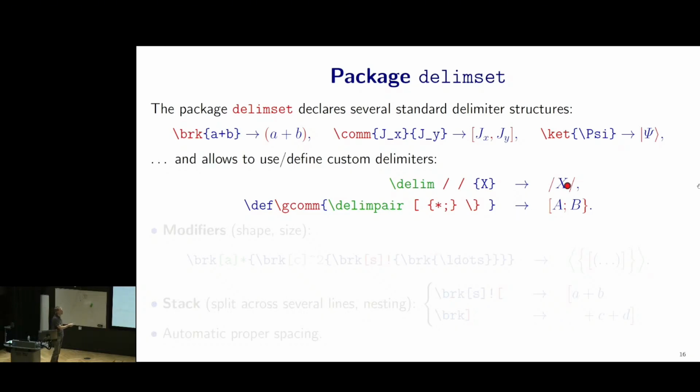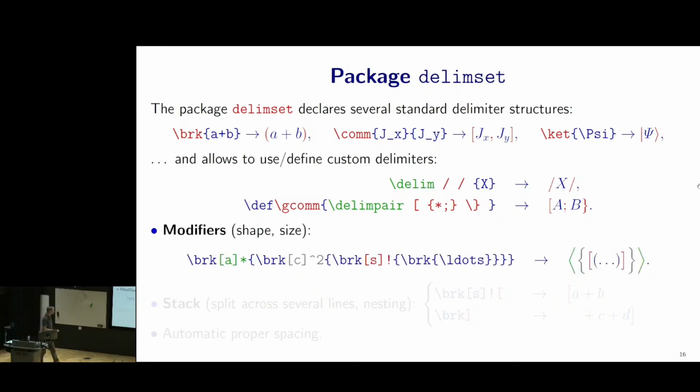You can even custom define some things on the fly. If you wanted to do some delimiters like that, you could code them like delim, and then you say opening bracket is this, closing bracket is that, and then you apply it to whatever you like. Or maybe a graded commutator, opening square bracket, closing braces, and in the middle you put some character that doesn't really sound like a delimiter, but you can do it.